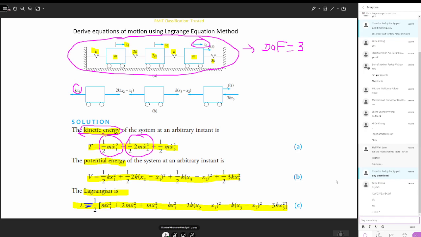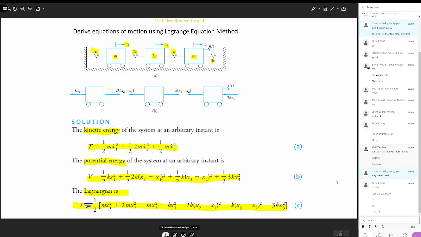So you are calculating the total kinetic energy. For the third one, half m x3 dot square. So this is the total kinetic energy. Essentially, we are writing the total kinetic energy of the system, and we are calling it capital T.